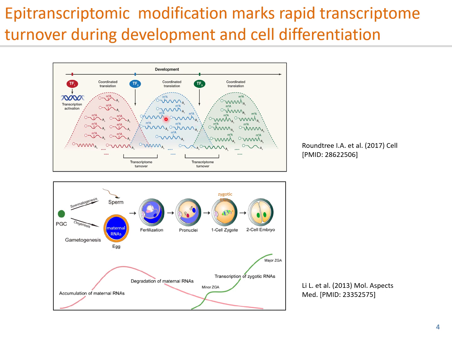For example, during embryonic development, the high levels of maternal mRNAs accumulated in the eggs are rapidly replaced by zygotic mRNAs upon fertilization. m6A methylation of mRNAs is a mechanism that marks this rapid maternal to zygotic transcriptome turnover.